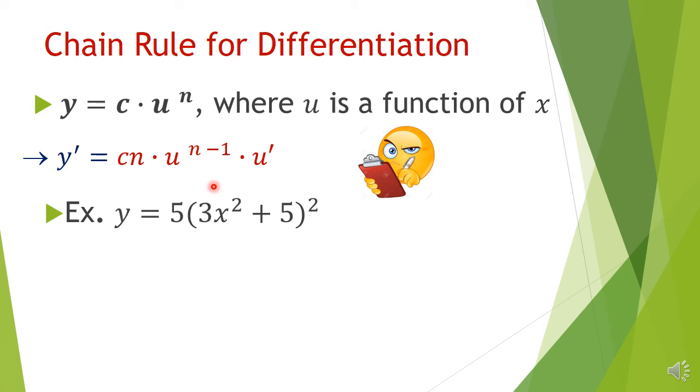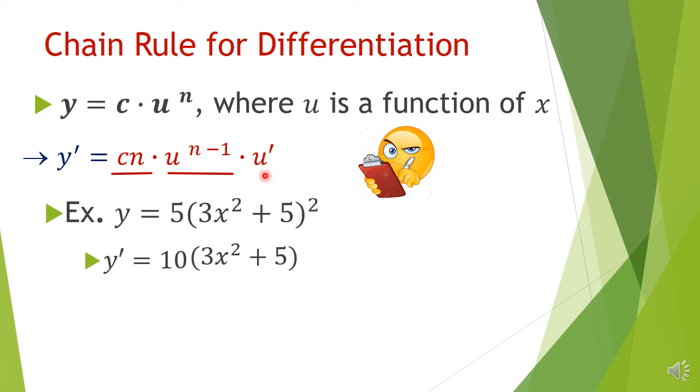Suppose we're given with this is our C, this is our n, and this is our u. This is the function of x we're talking about. Okay? So, what we have for y prime will be Cn. So, it will come from 5 times 2, which is 10. And then we copied the base, but this time we're going to subtract 1 from here. So, that will just be 3x squared plus 5.